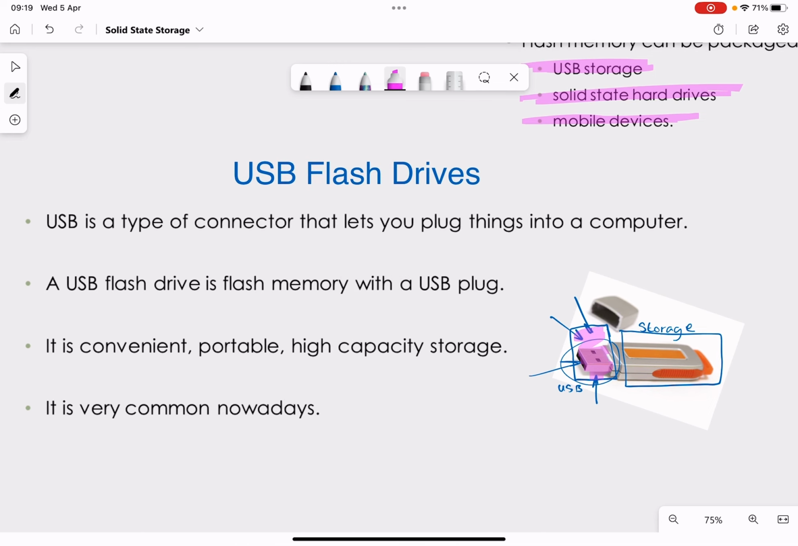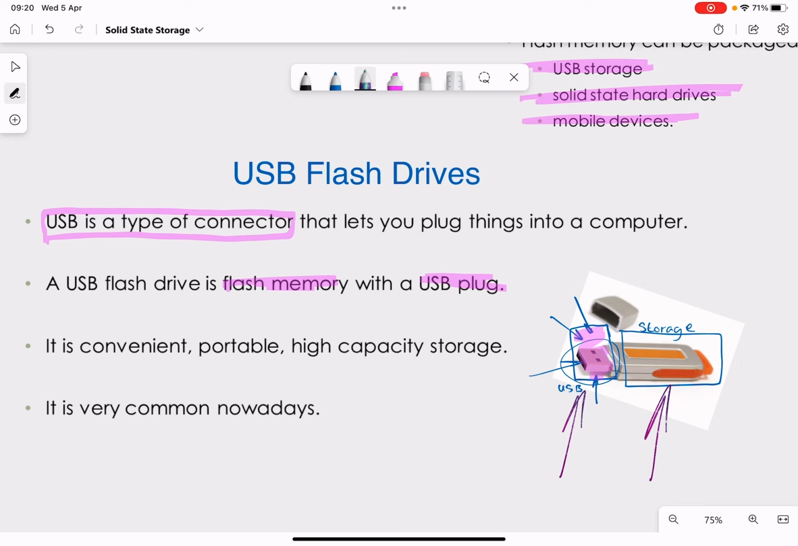So like I just said, USB is a type of connector. Don't make that mistake in your exam. It's a connector, okay? Now, the USB flash drive is flash memory with a USB plug. So there's actually two types of technology here. We have our USB connection technology and our actual storage technology here. Two types of technology being used.